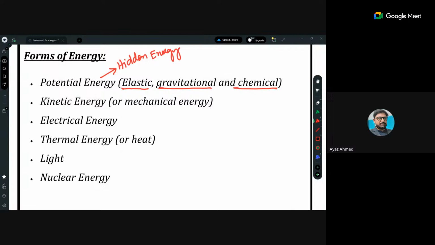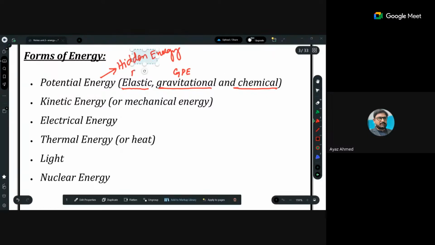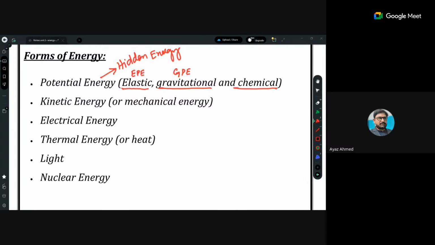There are so many types of potential energies, but generally what we have to discuss is GPE. We will talk about this one. And elastic potential energy, EPE, we have studied in the last chapter on deformation. Then kinetic energy, and combined kinetic plus potential is mechanical energy. Then electrical energy, that is energy due to free moving charges or charged bodies. Then thermal energy or heat, then light energy, then sound energy.